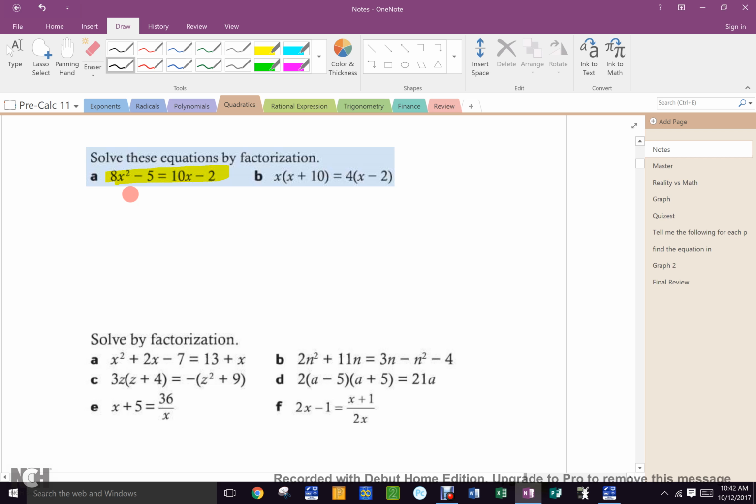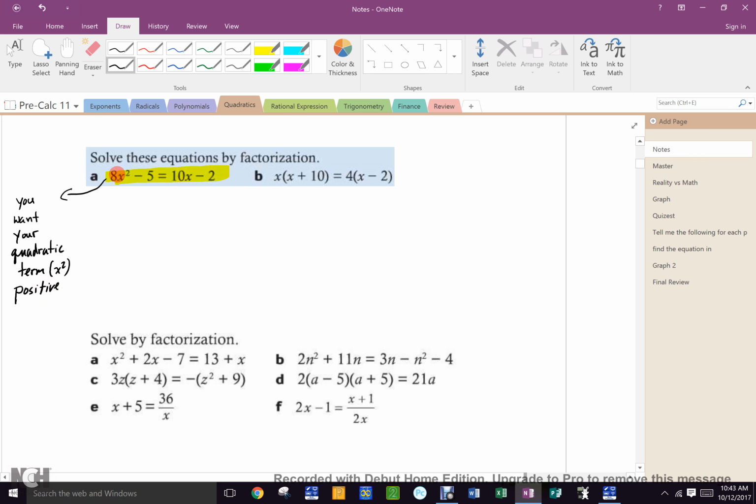What should move? Should I move 8, negative 5, 10x, or negative 2? There's one thing there, 2 things there that I wouldn't move. What are they? I would not move the 8. And here's why. You want your quadratic term. And remember, what makes it a quadratic is the squared. You want that positive.